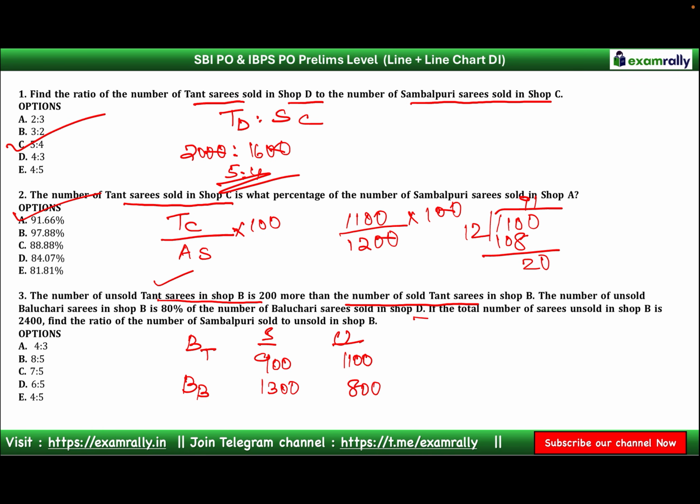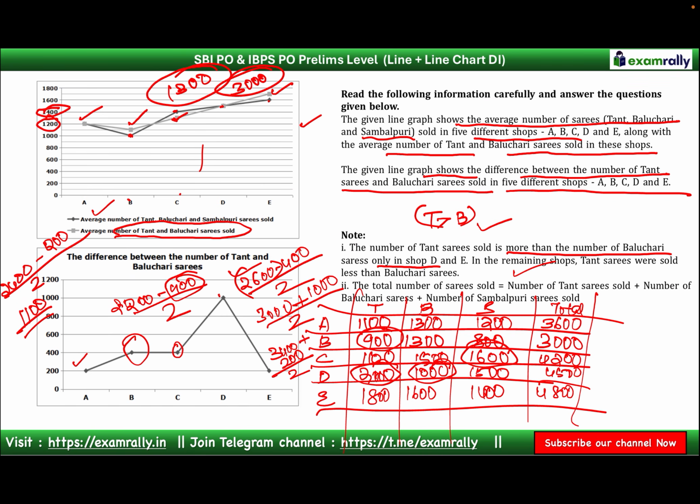In B, the value sold equal to 1300. Okay, see here, and what they said, if the total number of sarees unsold in shop B is 2400. So unsold in shop B is 2400, total is unsold. So remaining some in B, Sambalpuri sarees unsold will be equal to what? If you are deducting 1900 from it, the value will be equal to 500 unsold.